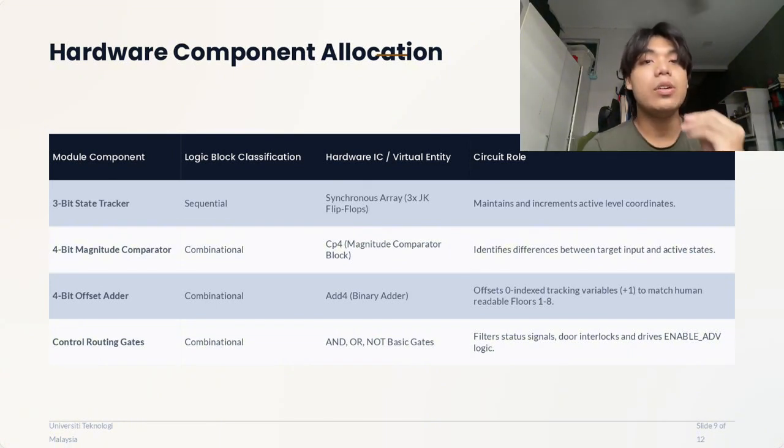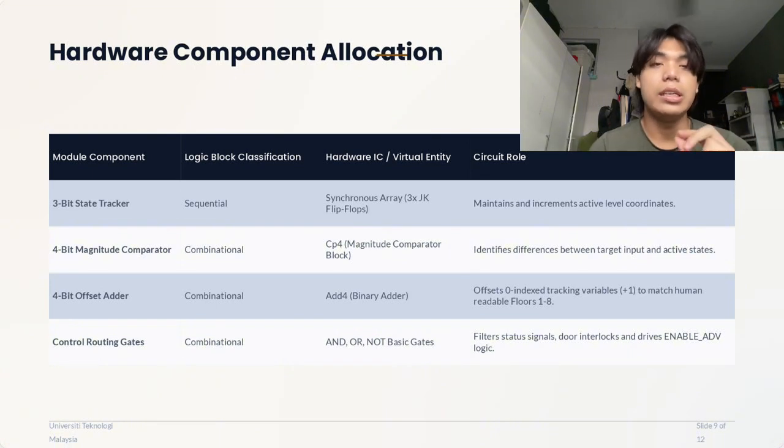The second comparator is used for password authentication. It compares the entered 4-bit password with the fixed password 1010. When both values are equal, pass OK becomes 1. The two adders are used for the displays, because the internal counter values range from 0 to 7. Each adder adds binary 0001 to display the actual floor numbers from 1 to 8.